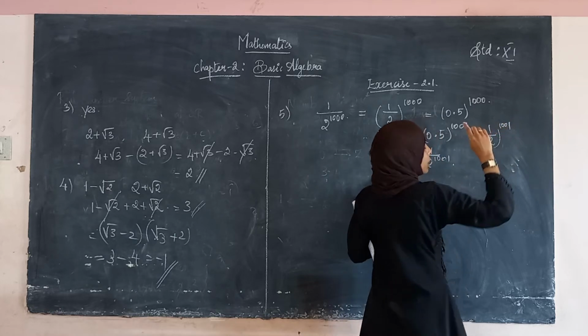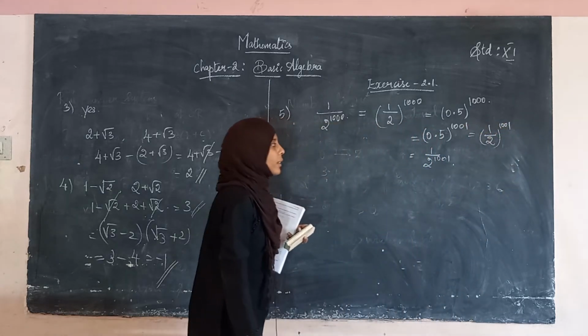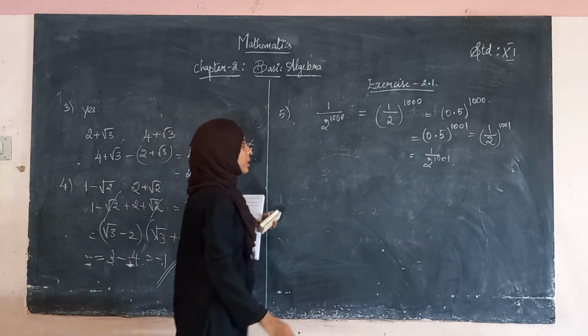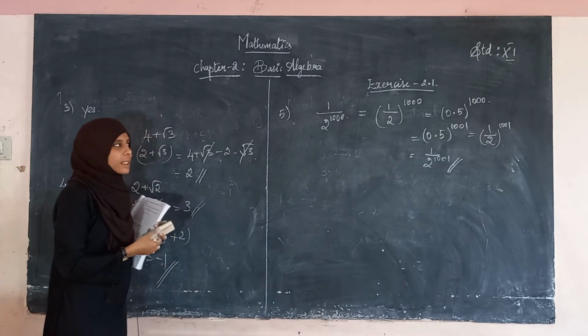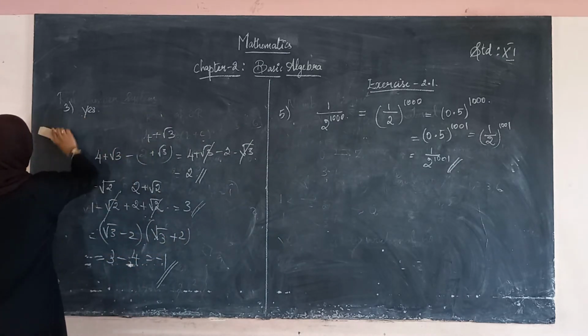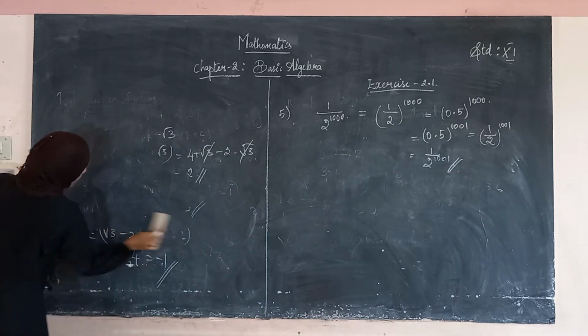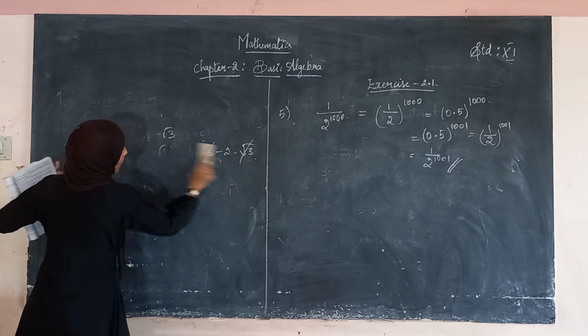So, 1 power 1001 is equal to 1. That is 1 divided by 2 power 1001. This is the answer. With this we are completing this exercise. Now, let us move on to the subdivision 2.3, that is absolute values.